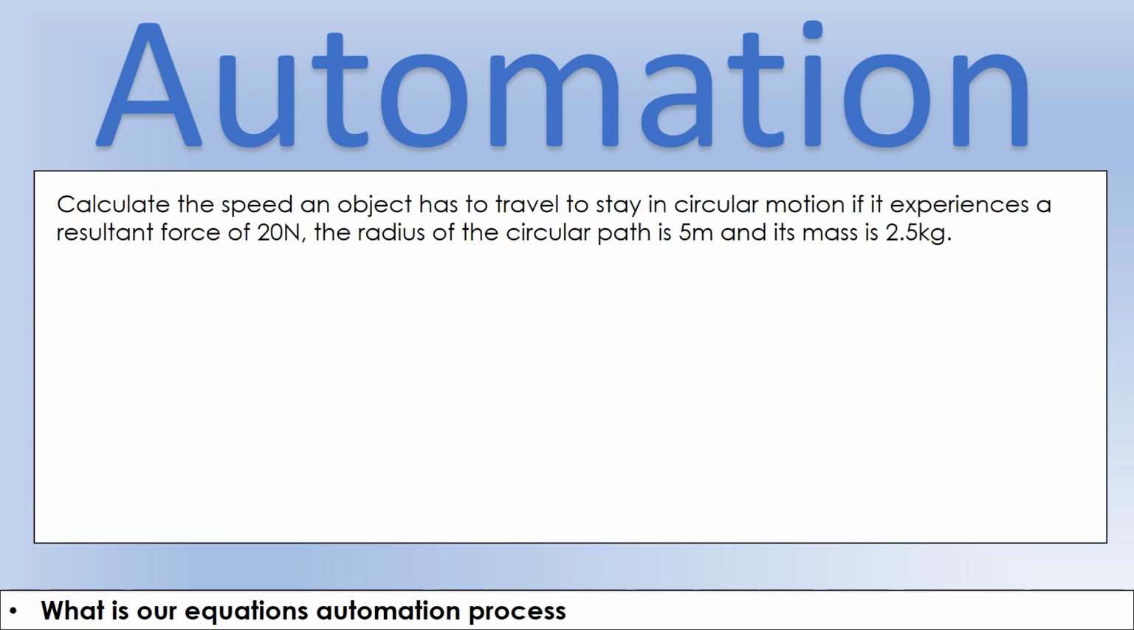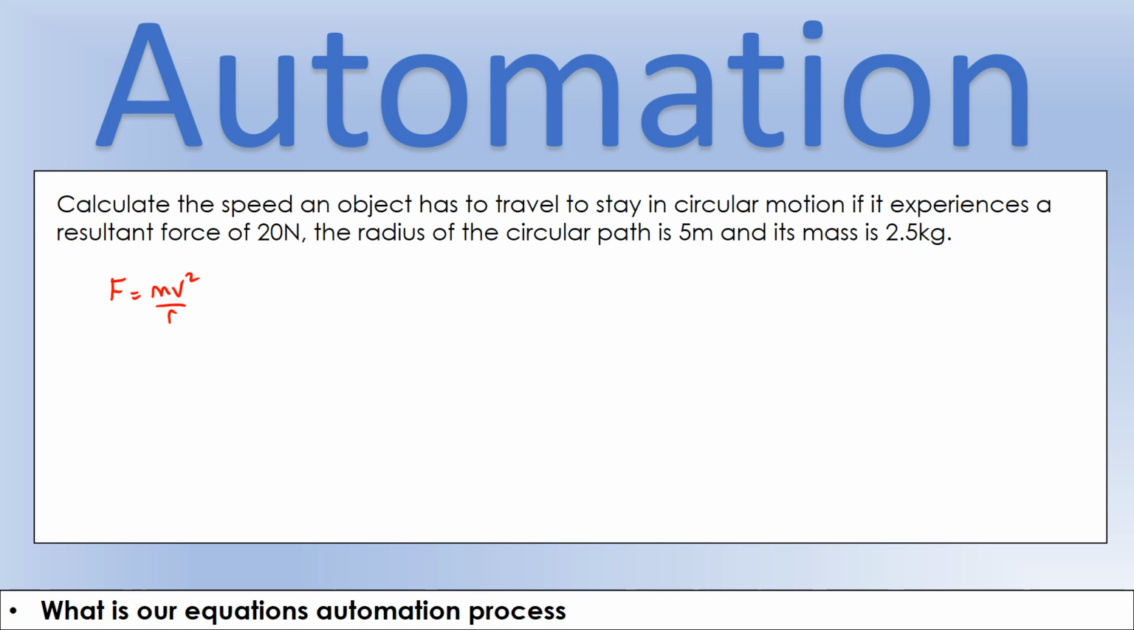Right, so here's our question. Calculate the speed an object has to travel at to stay in circular motion if it experiences a resultant force of 20 newtons, the radius of its circular path is 5 meters, and its mass is 2.5 kilograms. So, you may or may not know the equation for this, but I do. The equation that we need is F equals mv squared over r. And the equation is of no importance here apart from the fact we want the correct answer.